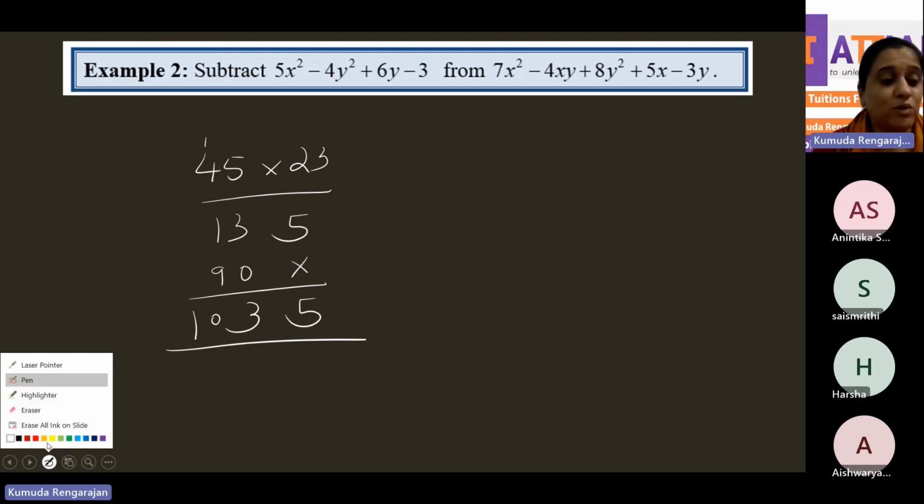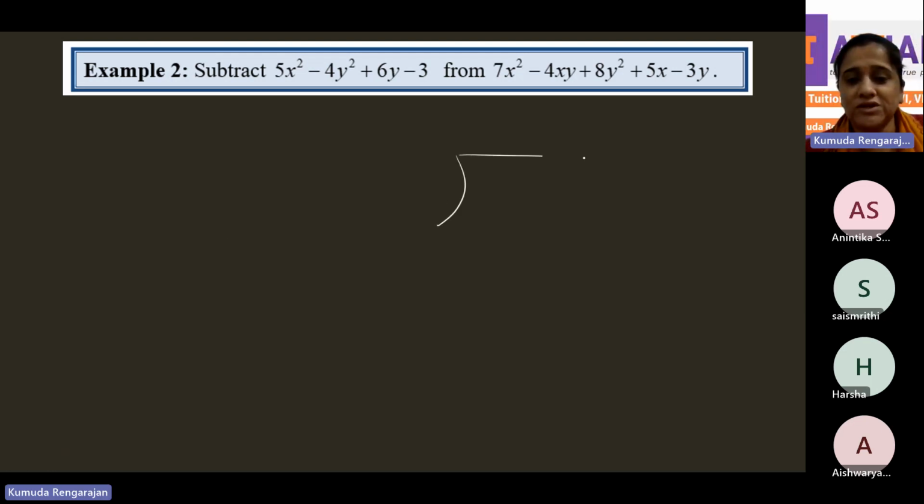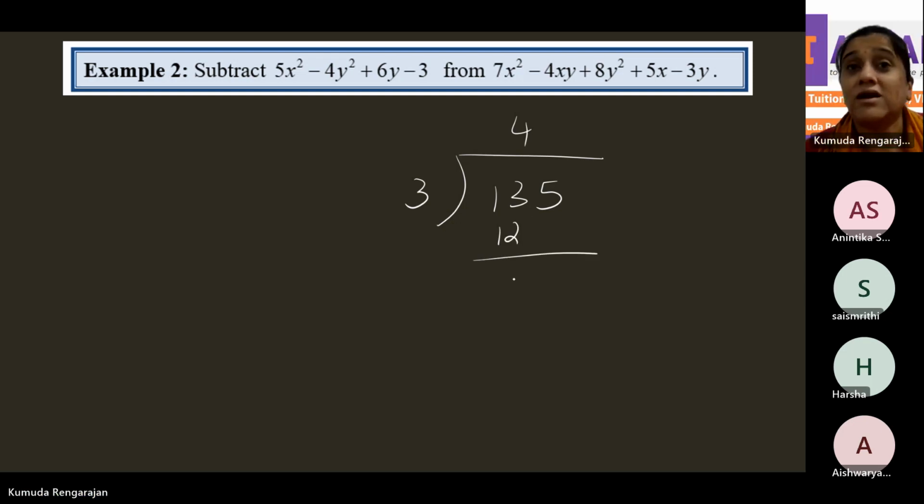But what do you do in division? What do you do in division? 135 divided by, say, 3. 3 4s are 12. Then what are you doing? What is the next step? You subtract, but it is plus. It's plus. It looks like plus here and plus here. No, why are we subtracting?